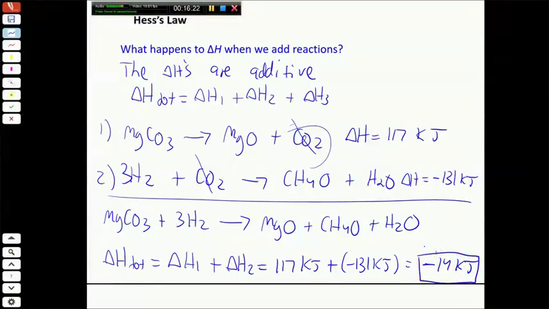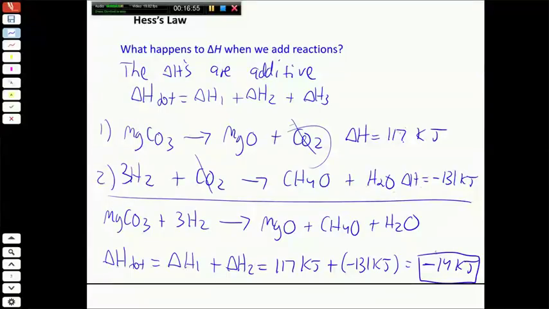So what Hess's law allows us to do is, if we wanted to find the delta H for the reaction of magnesium carbonate with hydrogen to form magnesium oxide, methanol, and water, and we know the delta H for these two equations which we add together to get that, we can just add together the delta H's. So it allows us to take potentially simpler chemical equations, combine them in different ways, and determine delta H from the combination of those. Any questions on those concepts before we start doing some examples?